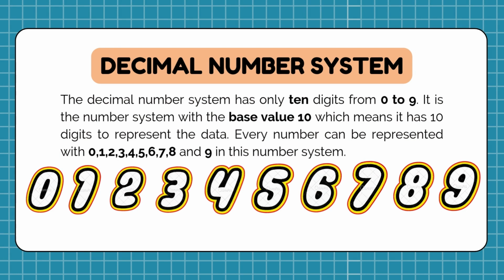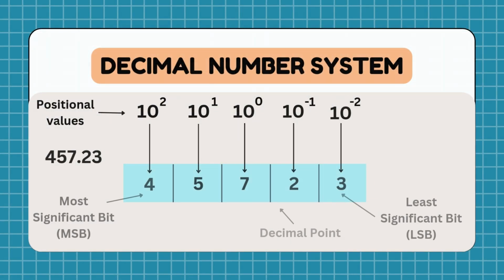It uses 10 digits, 0 to 9. The base value of this system is 10, meaning it has 10 unique digits to represent any number. For example, numbers like 12,345 or 6,789 are part of the decimal system. In the decimal system, each digit's value depends on its positional values. For instance, in the number 457.23, the digit 4 is in the hundreds place, so its value is 400. This is the most significant bit.